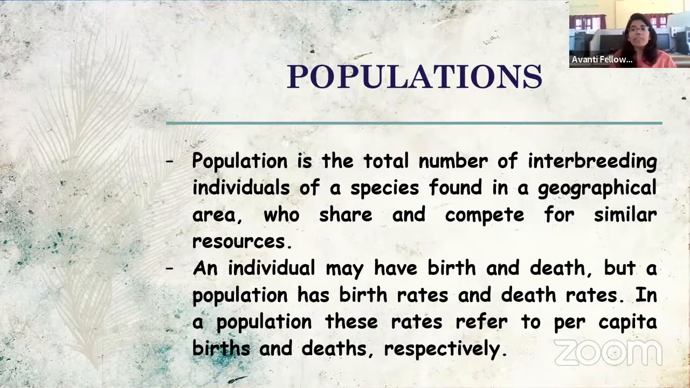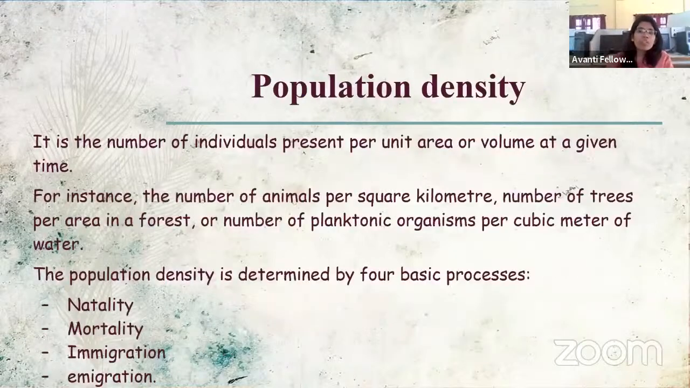And an individual may have a birth and death, but a population has a birth rate and death rate. If we consider any individual, we say the individual has been born or has died. But whenever it comes to a population, we talk about a birth rate, which means if there are 100 people, next year, what is the birth rate? How much has the population increased? In a similar way, we have a death rate also. In a population, these rates refer to per capita births and deaths respectively.